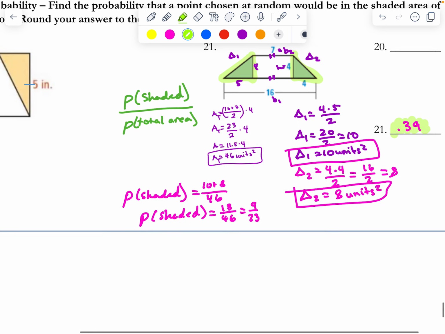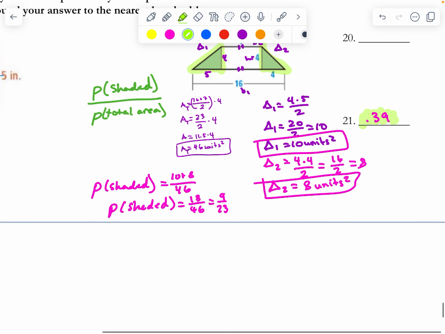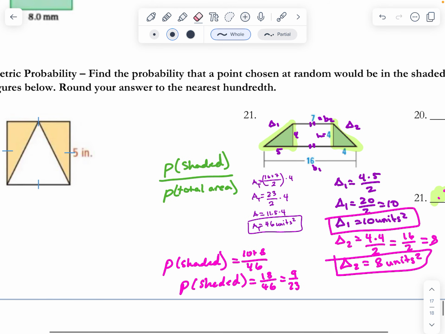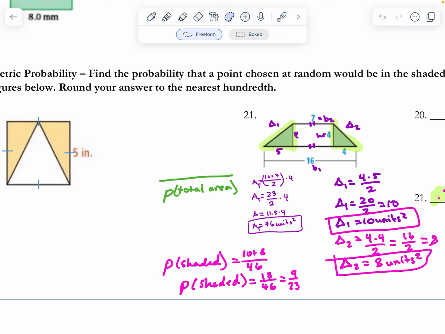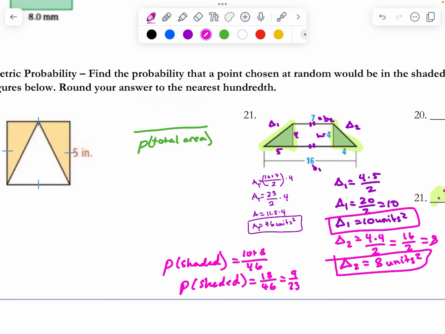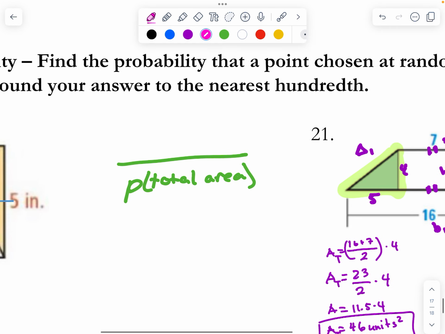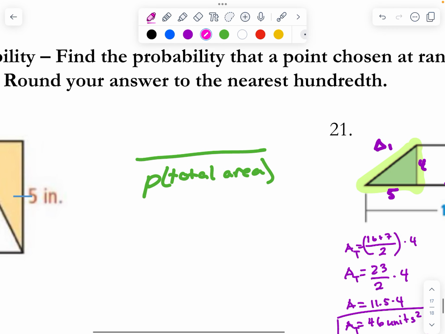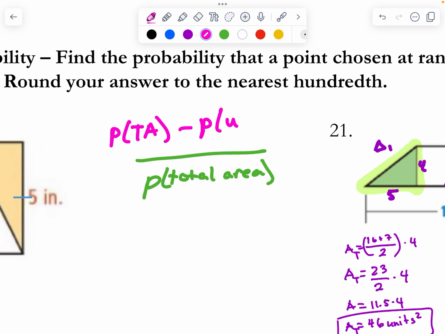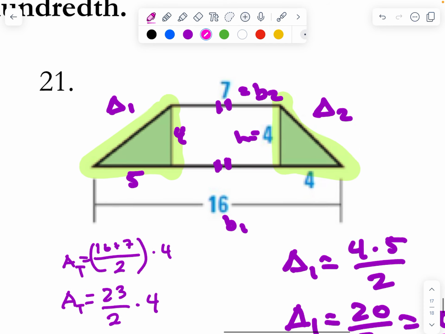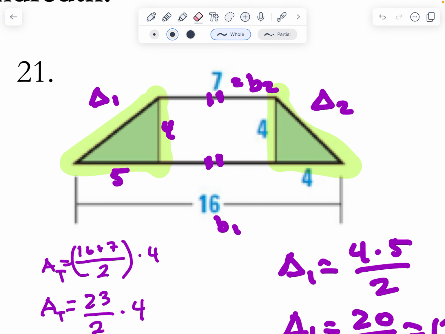The second way that we can do this, and sorry for all the different math, I just want to make sure that you guys are fully prepared for tomorrow, is again, the total area is still always going to be at the bottom when we're doing probability. But now we want to use the total area minus the unshaded area. So probability, the total area minus the unshaded area, UA for unshaded area.